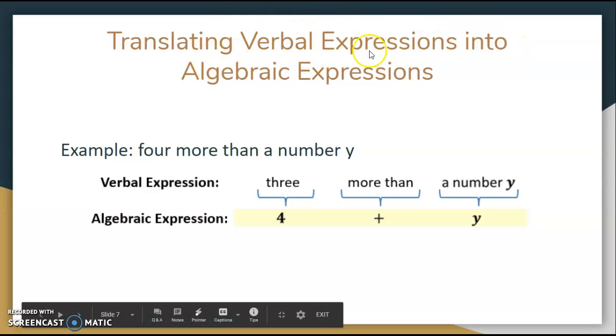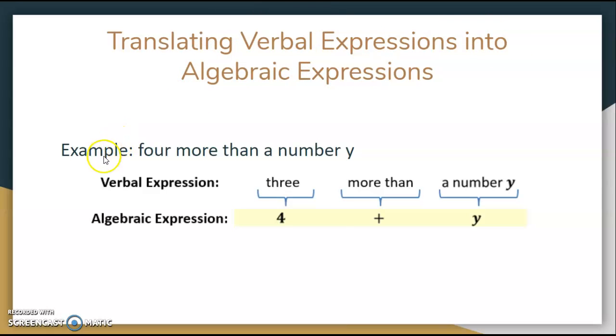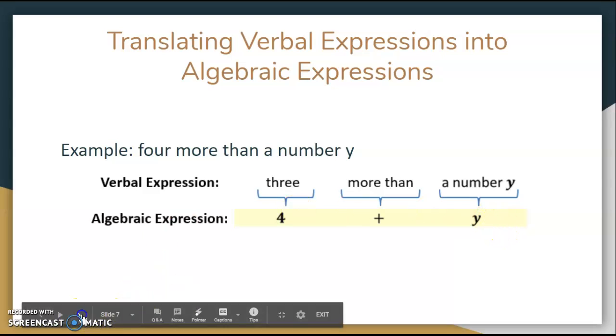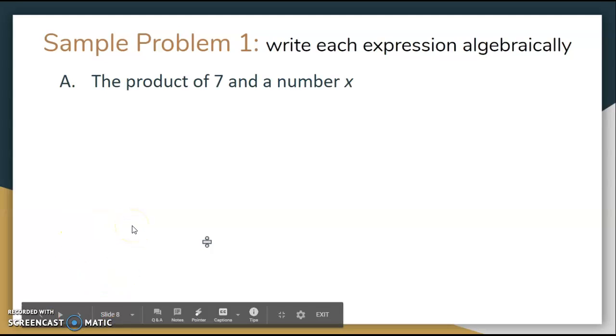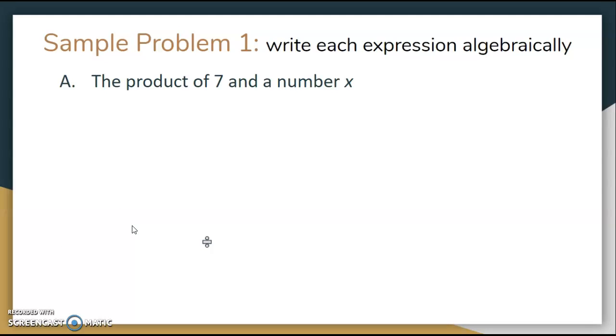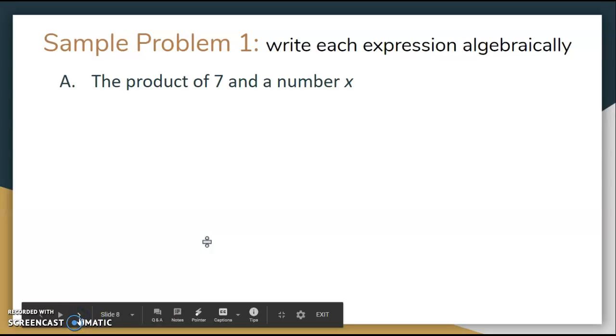Translating verbal expressions into algebraic expressions. So this example is 4 more than a number y. So the verbal expression is 4 more than a number y. Algebraic expression, it would be 4 plus y. So write each expression algebraically. The product of 7 and a number x. So the answer is 7x, because product means multiply.